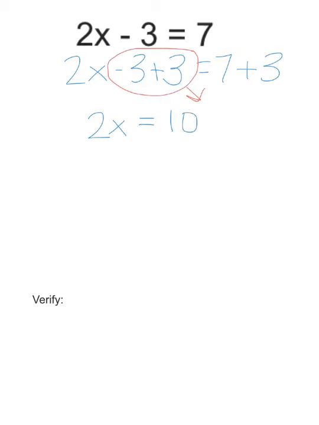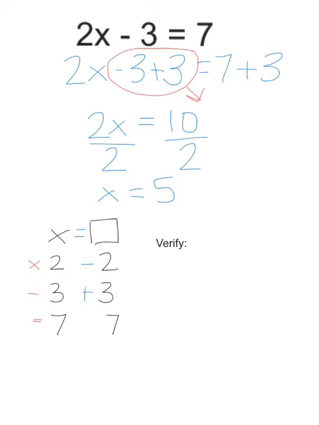To isolate the x and get just one x, I have to divide 2x by 2. And same thing on the right hand side, 10 divided by 2 will leave me with x equals 5 as a solution for this equation. Using the flowchart, my original equation was x times 2 subtract 3 equals 7. Performing the inverse operations, I have 7 plus 3 divided by 2 to give me a solution of x equals 5.